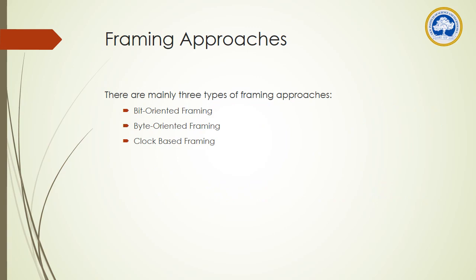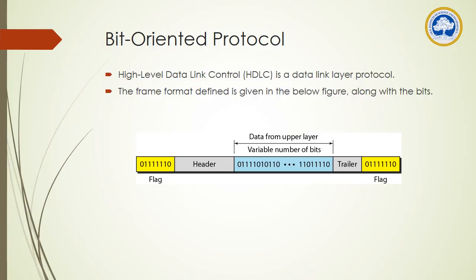Coming to framing approaches, we have three main approaches available. The first one is bit oriented framing, the second one is byte oriented framing, and the third one is clock based framing. The bit oriented framing views the frame as a collection of bits, the data transmitted as a sequence of bits that can be interpreted as text and multimedia data in the upper layer. And the bit oriented protocol is high level data link control. It is a data link layer protocol.